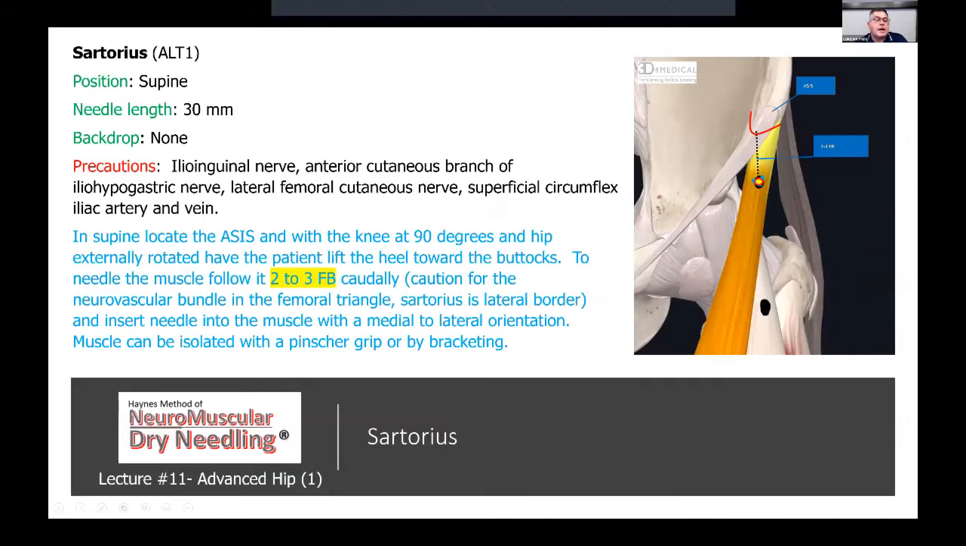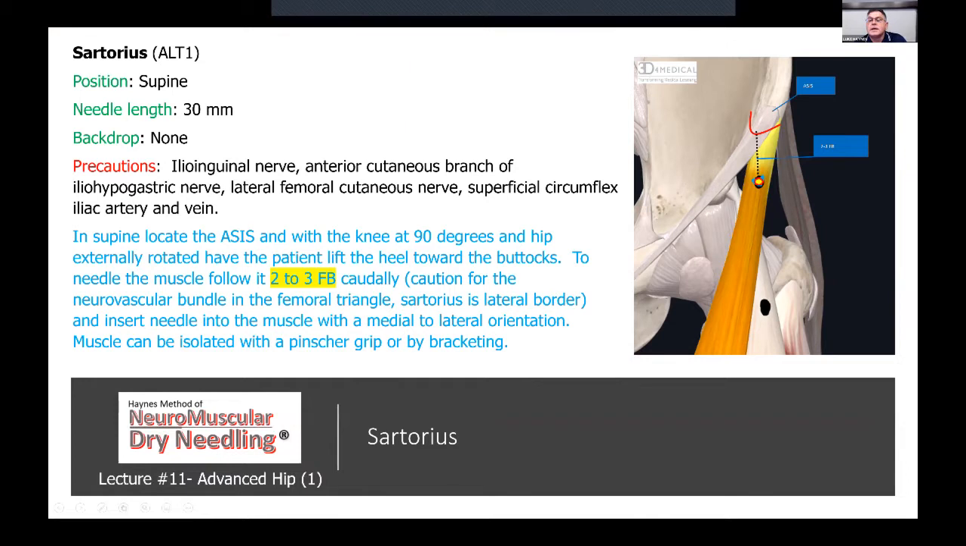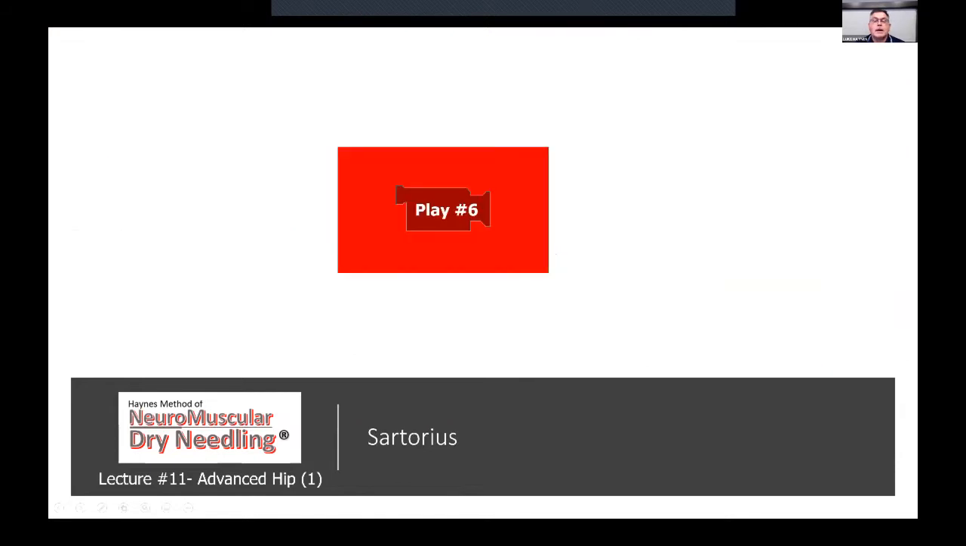So for treatment, sartorius can be treated several ways. The best and ideal way to treat sartorius is 2 to 3 finger breadths distal to the ASIS. We can have our patients lift the heel towards the buttocks, and we can identify sartorius, and needling at that location is ideal. It can be, and will be when we get to the knee, needled further distally into the pes anserine itself. But this is a really nice treatment location right here. Let's come to number 6, take a look at that.